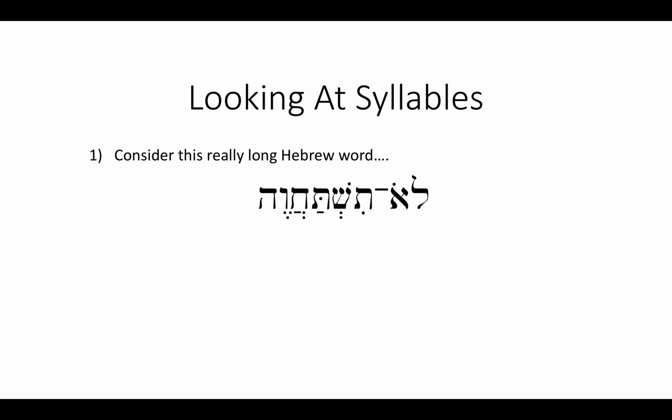Consider this really long Hebrew word: Lo tishtachave. Let's break it down into its syllables. Its first syllable is lo, which is a Hebrew word that means no or not. It's just a lamed with an aleph, which is silent, followed by an o vowel. So it's lo. It's open because it's consonant-vowel: lamed and then o vowel.